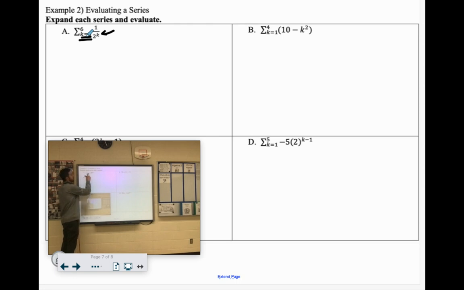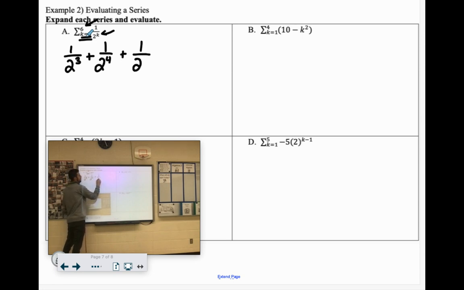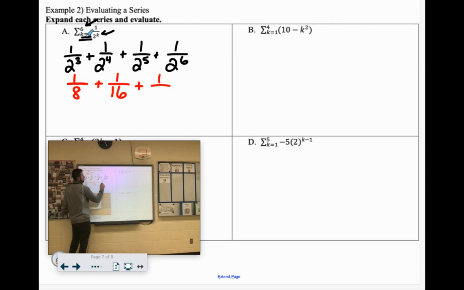So check this out. If we're starting at 3, we're saying 1 over 2 to the third. We have to go all the way up to the 6th term. So 1 over 2 to the 4th, 1 over 2 to the 5th, 1 over 2 to the 6th. We are going to add all these up. Now, 2 to the 3rd is 8. Whoa, weird. Which means 2 to the 4th would be 16. 2 to the 5th is 32. And 2 to the 6th is 64.